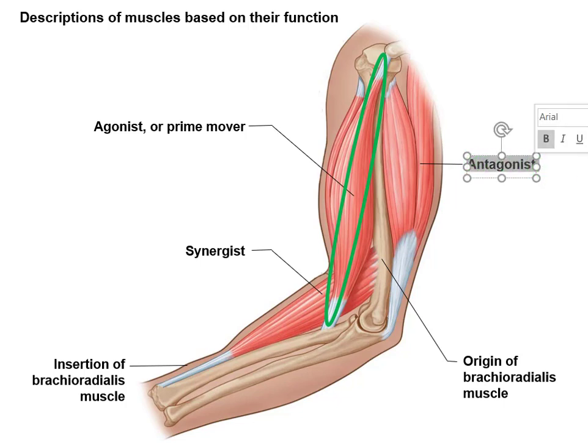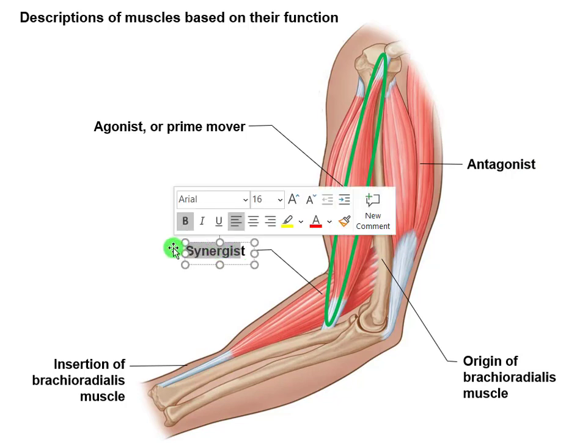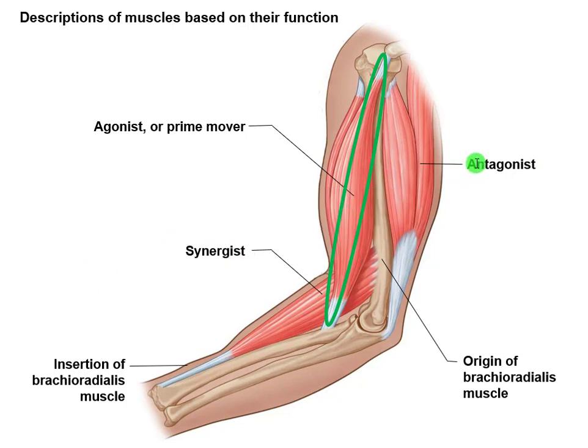Antagonist, you might have heard people say, hey, don't be so antagonistic. Or you may have heard the people use the term synergy, like let's establish some sort of synergy. Antagonism or antagonistic muscles work against the muscle you're talking about. Synergistic muscles work with the muscle you're talking about. So what does that mean?